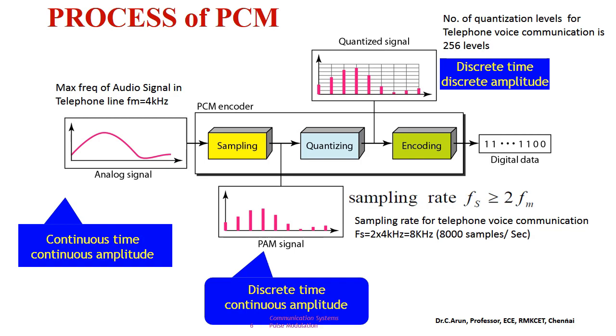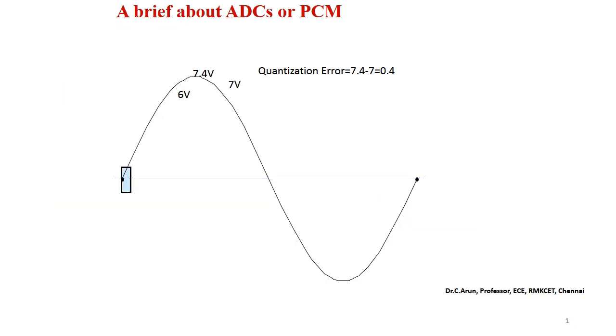So your input is analog. Afterwards, by applying it to the sampler, the output of the sampler is discrete. Then we are quantizing, that means performing the roundup process. After that you are getting the digital output. So your input is analog, your output is digital. Whatever sine wave is available here, the same sine wave is represented in terms of binary.